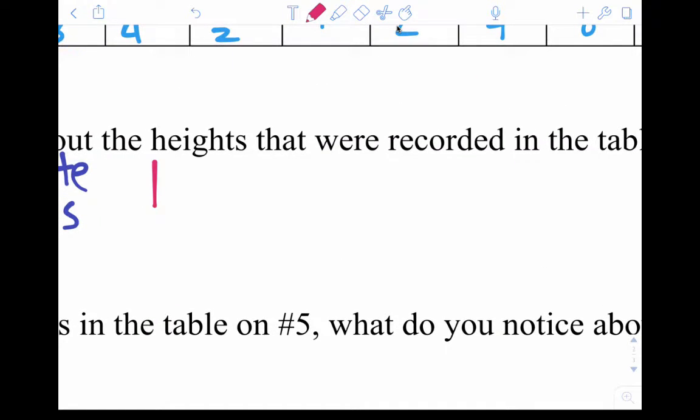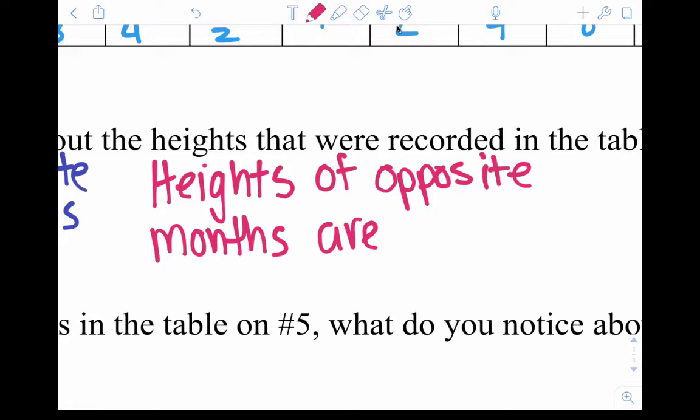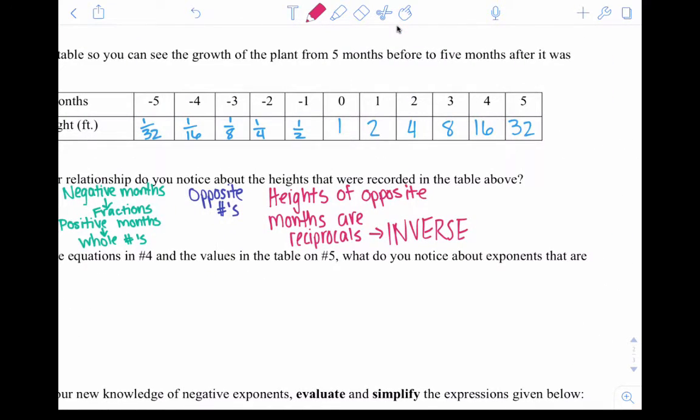So that would be the heights of the opposite months are reciprocals. And a new word that we're going to use for reciprocals is inverse. So they are inverses of each other.